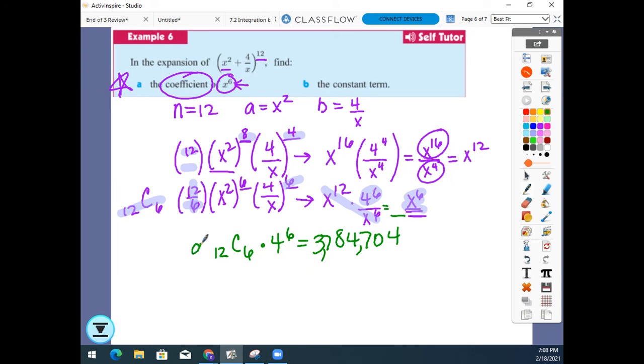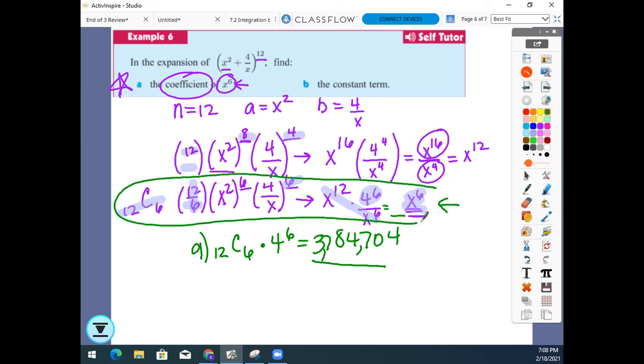So this is the answer to part A. Now, be very careful. They just want the coefficient. So you would not include the x part. I just want the coefficient. But you want to show your work because then you would get points for coming up with all of this. And then you get your final answer, your final point by writing this number down.